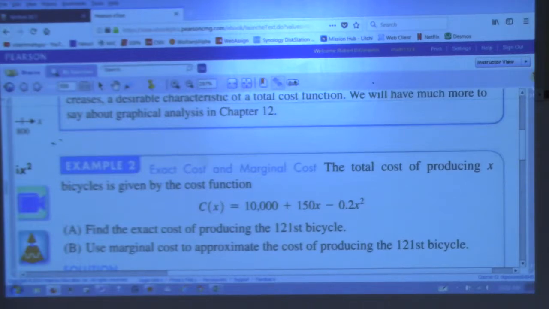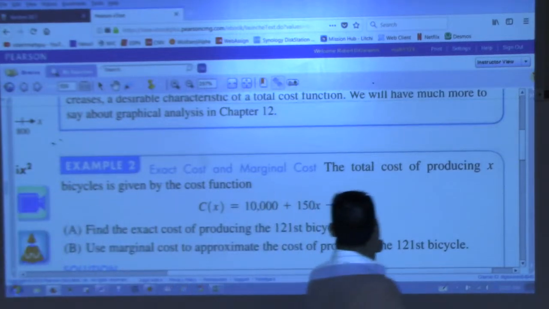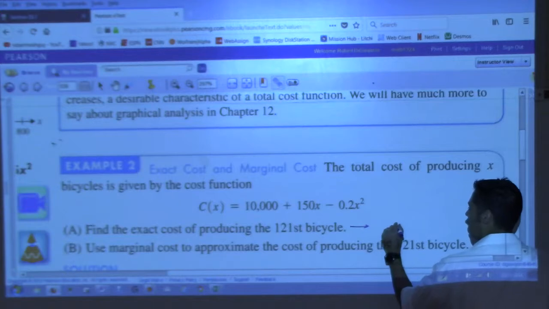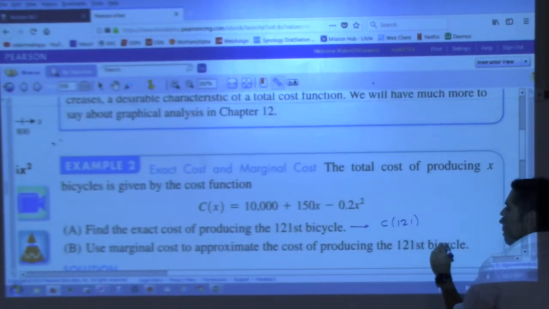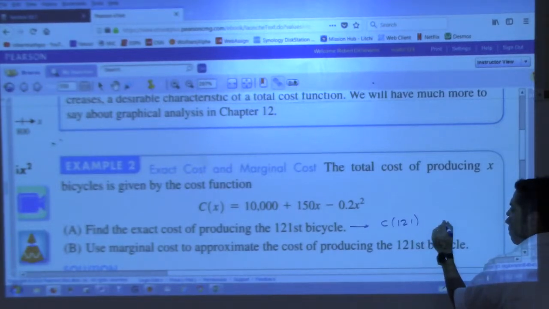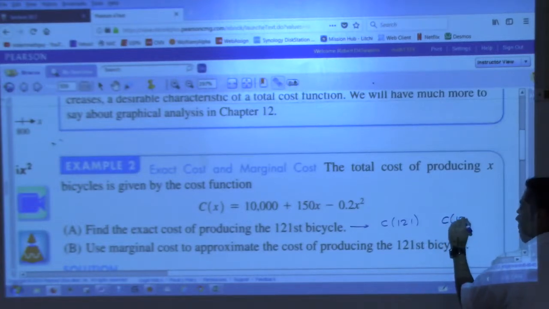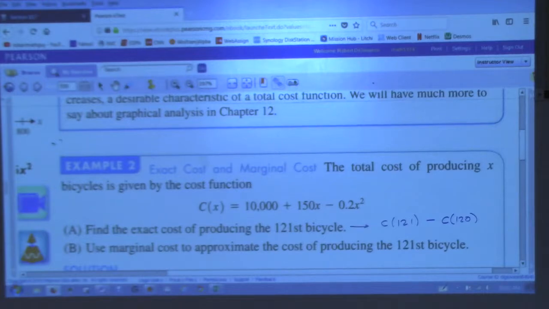Yes. So we go ahead and set 121 as x in the first part of the equation, into the original function right there, right? And then you set 120 as x in the second part of the equation, and subtract. So that's what it's asking for.